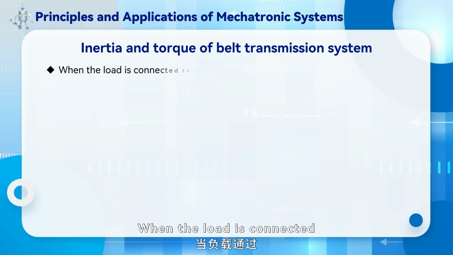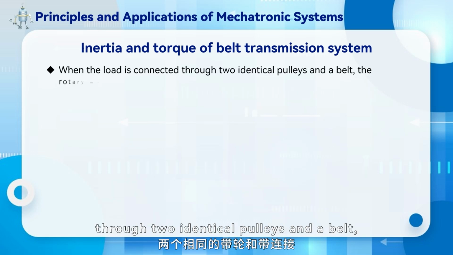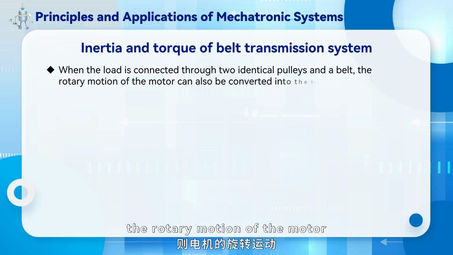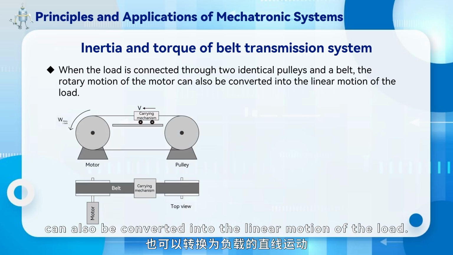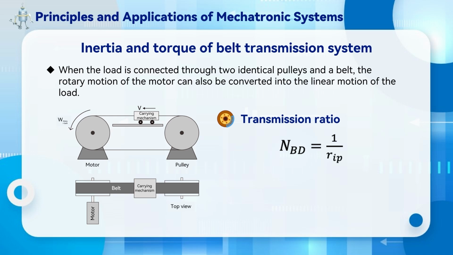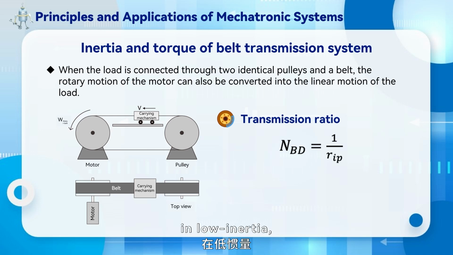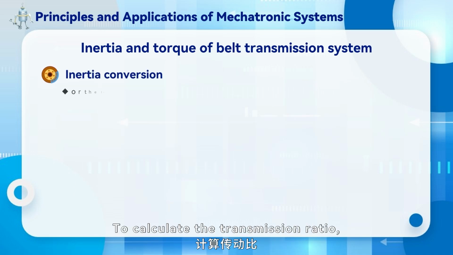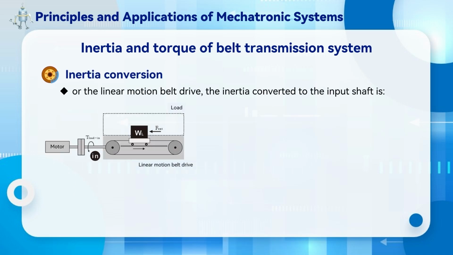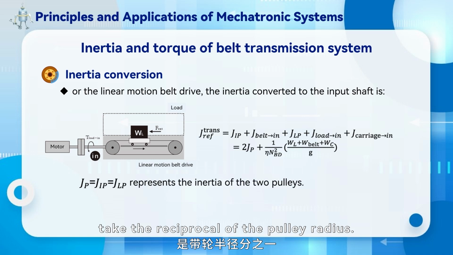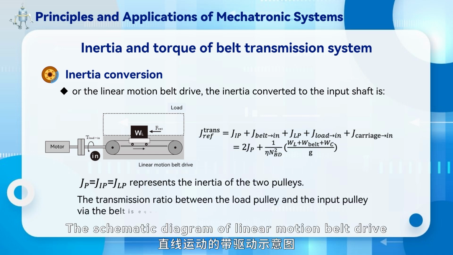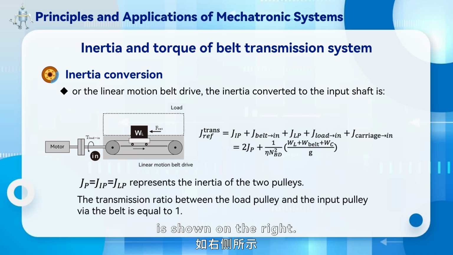When the load is connected through two identical pulleys and a belt, the rotary motion of the motor can also be converted into the linear motion of the load. This is a commonly used motion control method in low inertia, low load conditions. As shown in the figure, to calculate the transmission ratio, take the reciprocal of the pulley radius. The schematic diagram of linear motion belt drive is shown on the right.